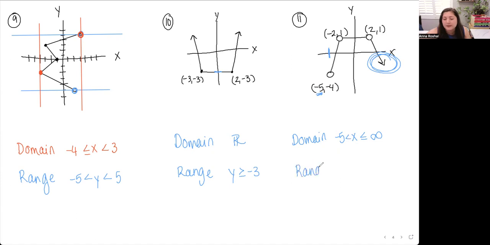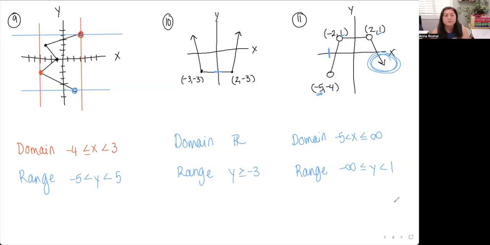Now, my range, on the other hand, doesn't have a forever into positive infinity. It actually has a forever into negative infinity, because as this goes out to positive infinity on my domain, it's also going to go down forever onto my negative infinity on the range. So I know I'm going to start with negative infinity, which is less than or equal to the y values. And then I'm going to make a less than symbol because I have these open circles here with a y value of 1. So this is my domain, this is my range.